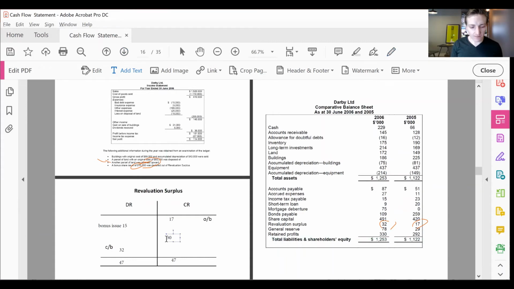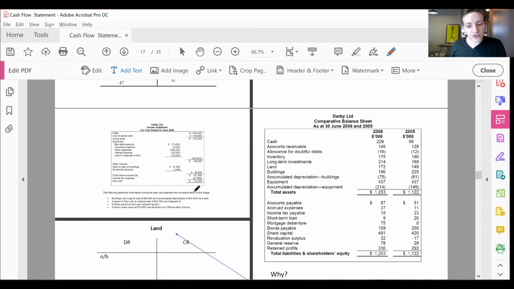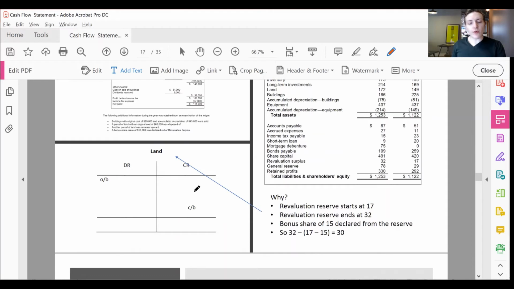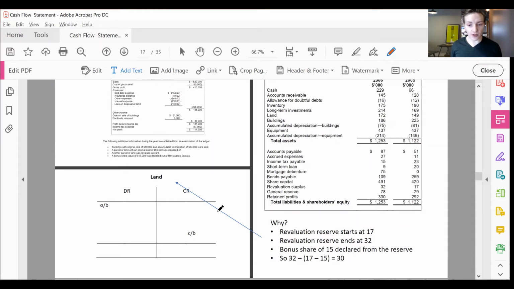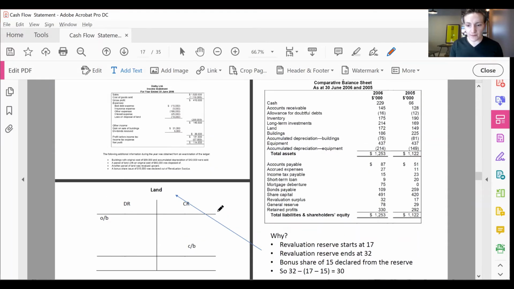Now, notably, so far we have no cash flows. However, the revaluation of the land is going to be necessary for us to construct the land T account. So let's move through to the land T account and start trying to construct this in addition to the buildings T account. Say we start off with land. I'm going to first enter the opening balance and the closing balance. The opening balance for land is 149 and the closing balance for land is 172. So let's enter those in first.